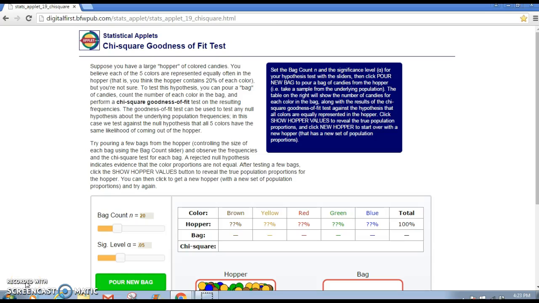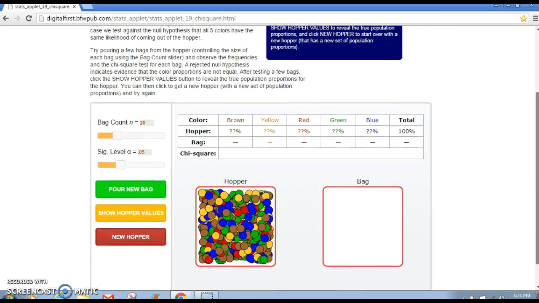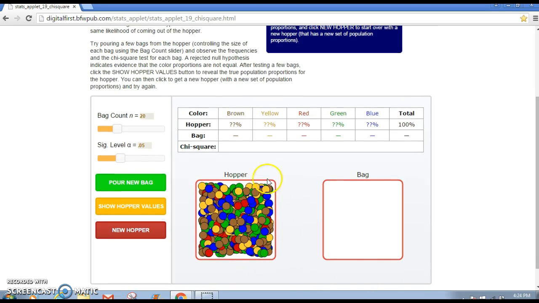When you click the link above the screencast, you'll be brought to the chi-square goodness of fit test. If you scroll down here, you'll see there's a hopper with a bunch of colored discs in it. And the null hypothesis is that all 5 colors in this hopper are represented equally, meaning that there's 20% of each color in the hopper.